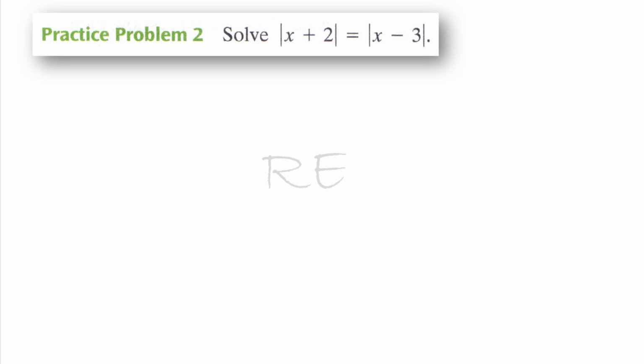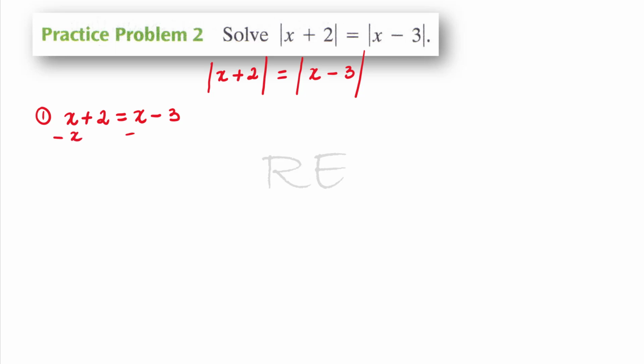The absolute value of x plus 2 is equal to the absolute value of x minus 3. It's either x plus 2 equal to x minus 3. In this particular case, when we subtract x from both sides, we get a nonsense. 2 is equal to negative 3. And we're going to reject that.